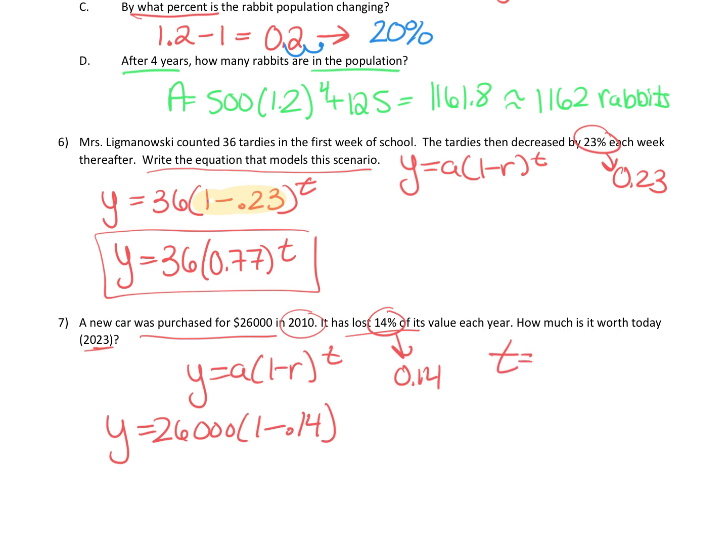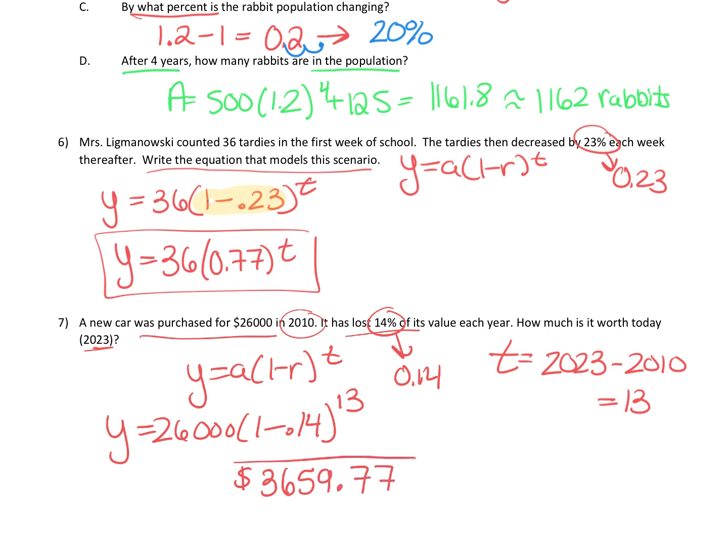Well, if we started in 2010 and we are ending in 2023, I'm going to subtract those, and we get that my time would be 13 years. So then I'll just plug that in my calculator. And we'll get that the car will be worth $3,659.77. Since it's money, we should round to 2 decimal places.